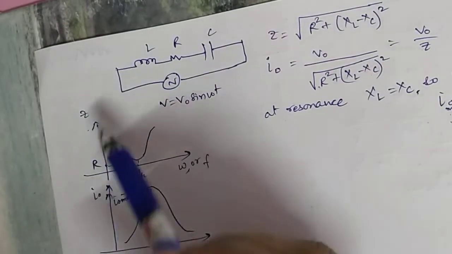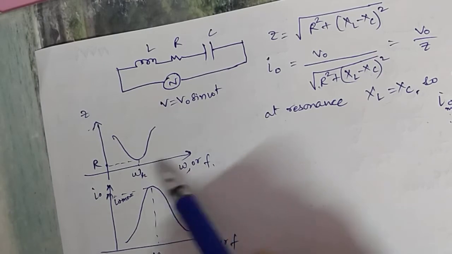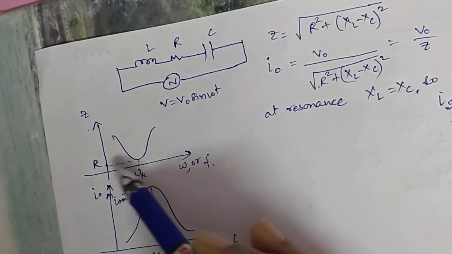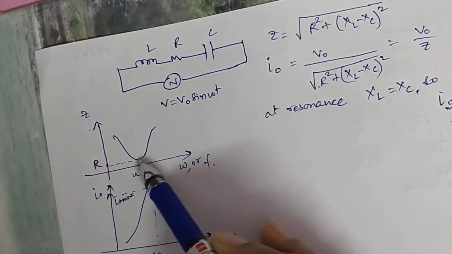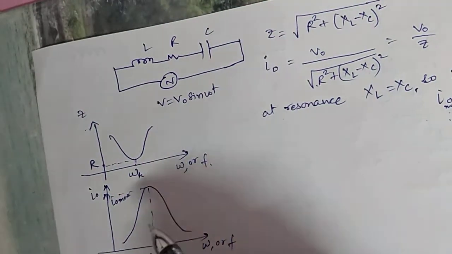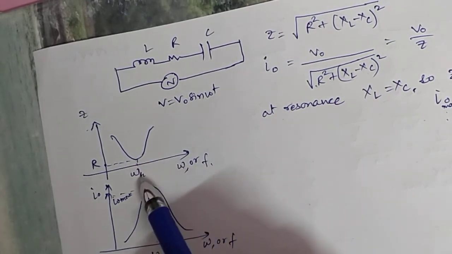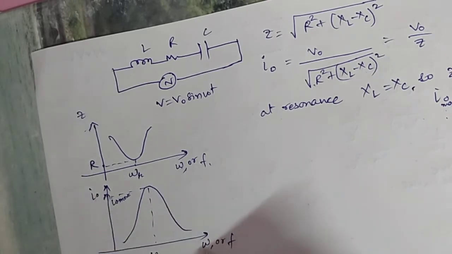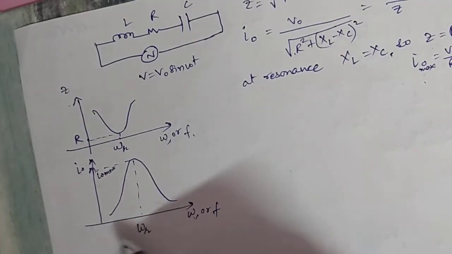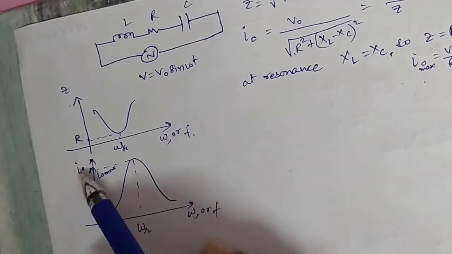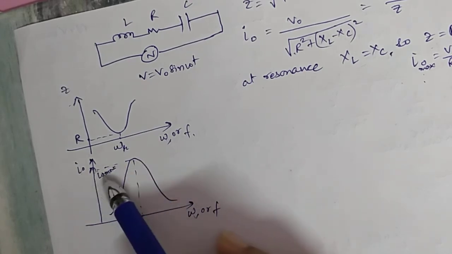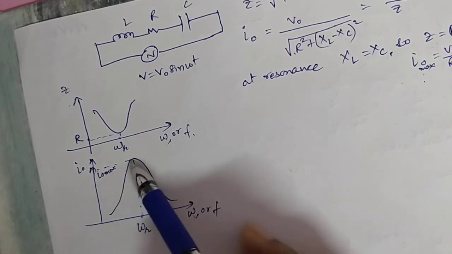So if you have to plot impedance with frequency or angular frequency, this kind of curve we get, and the impedance becomes minimum, the minimum value of impedance is R, and we get that minimum value when angular frequency is omega R. Okay, and if we plot the peak value of current with the angular frequency or frequency, then this kind of graph we get. The amplitude, the peak value of the current, keeps on changing, and at resonant frequency omega R we get the maximum value of current, which is I naught max. Peak value of current becomes maximum at resonant frequency.